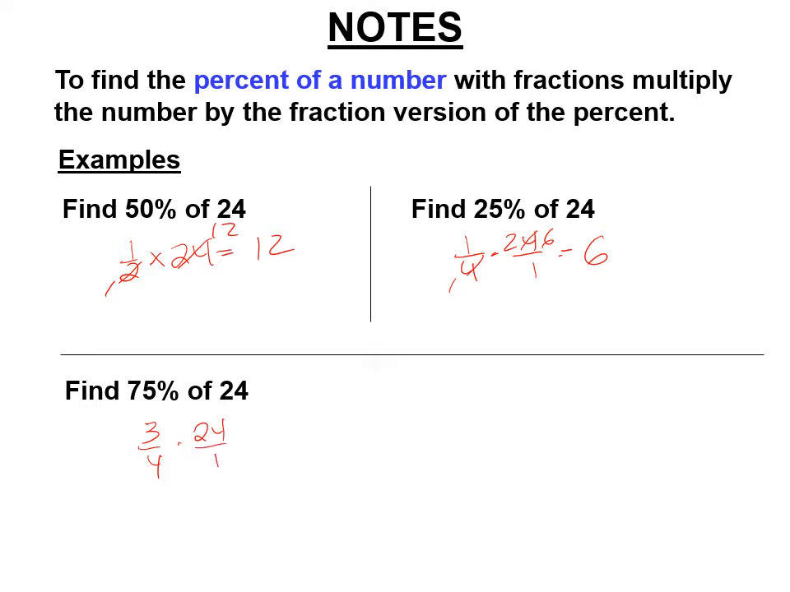Now that may be the one you can't do in your head, right? But 1/4 is 6, so 3 of those fourths is 18, right? 1/4 is 6, 2/4, or 1/2, is 12, and 3/4 is 3 times 6, 18. 4/4 would be 100%, would be 24.